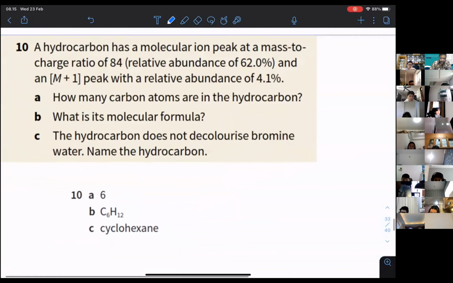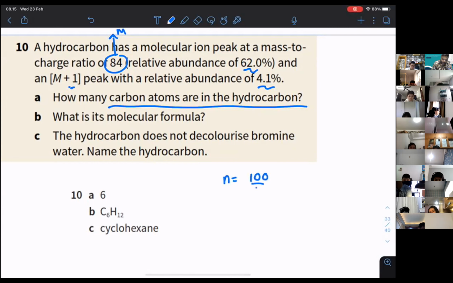Let's apply this formula. How many carbon atoms are there in this hydrocarbon? This is the part that is very important, which I want you to focus on, the part they will ask you in an exam. The hydrocarbon has M of 84, with M+ peak 62 and M+1 peak 4.1. How to calculate? N equals 100 divided by 1.1, times 4.1 divided by 62. If you calculate, you will get 6. Just double check, someone help me check. Do you get 6?